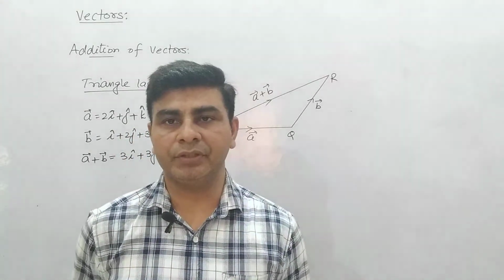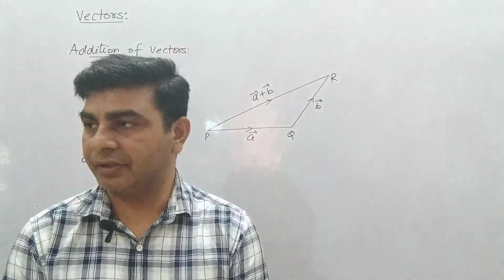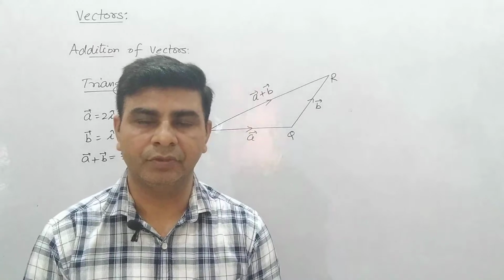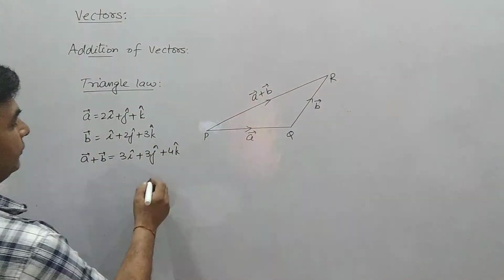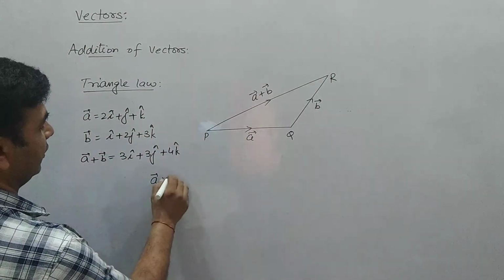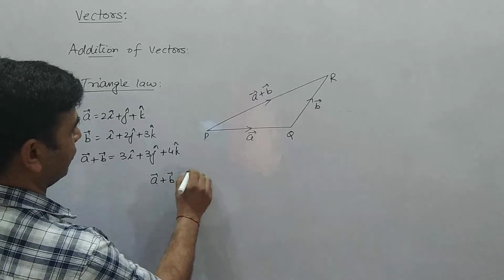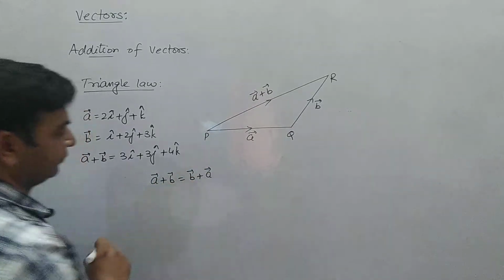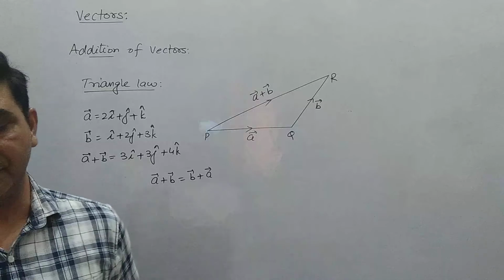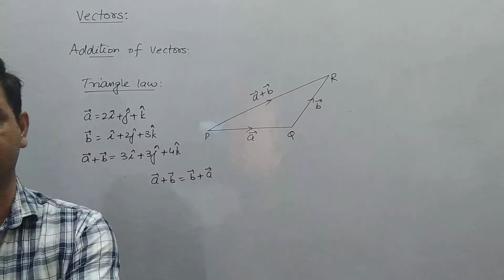Now there are some properties. Vector addition is always commutative. Commutative means if a plus b is there, then b plus a will also be equal to it. This is always commutative.